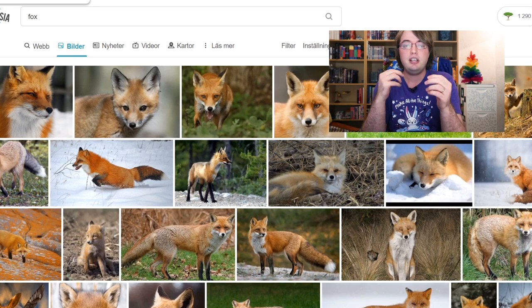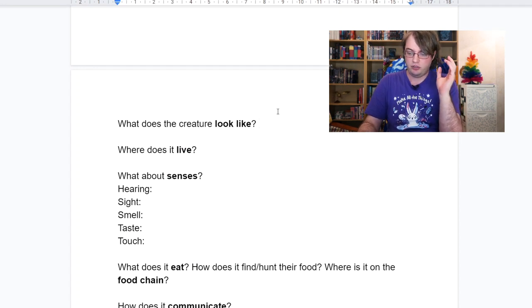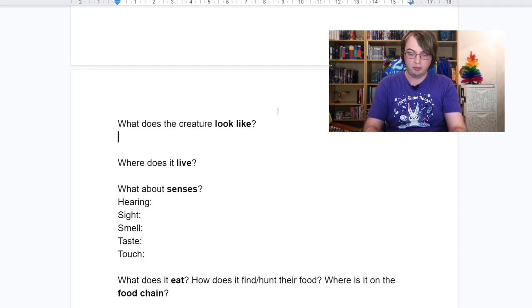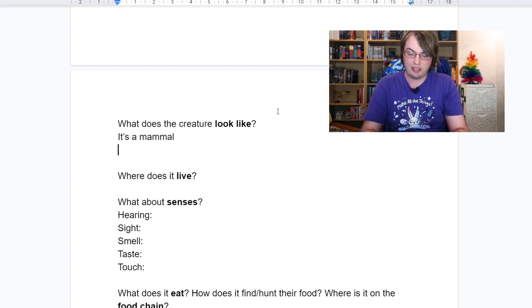So that works. So what I'm doing is, this creature, what does it look like? It is a mammal, which is not what it looks like, but it is a mammal. And it has 4 legs.